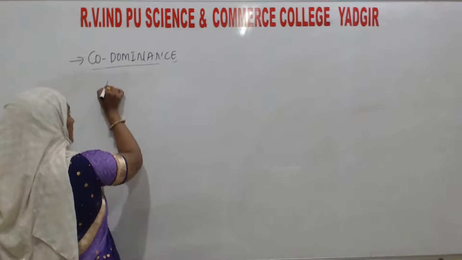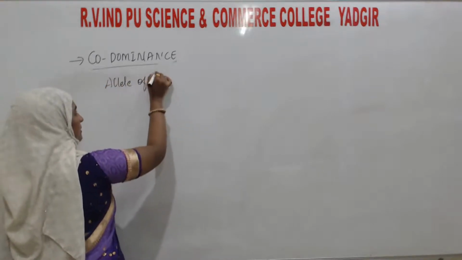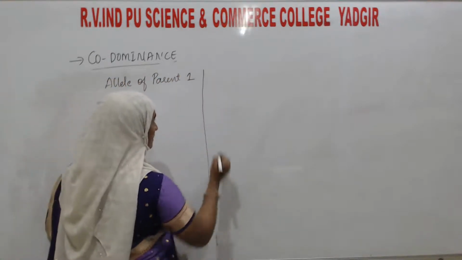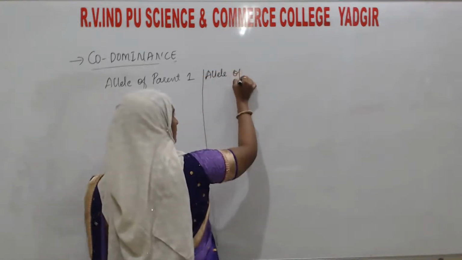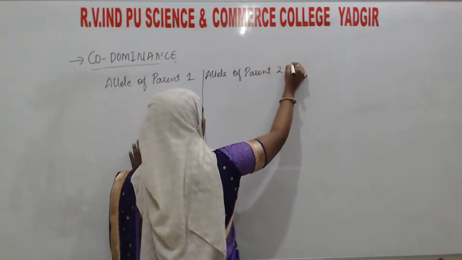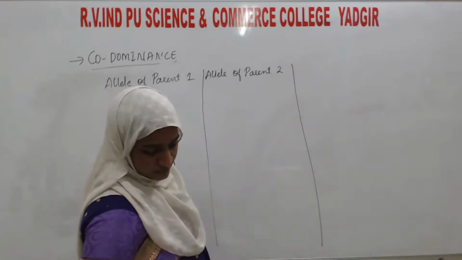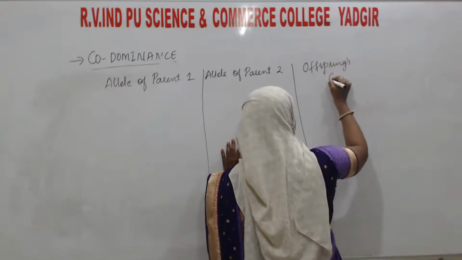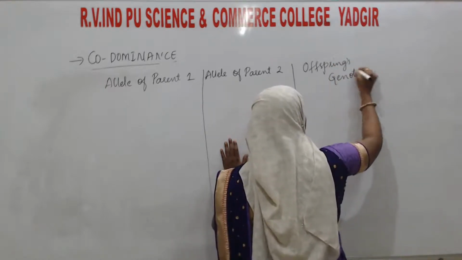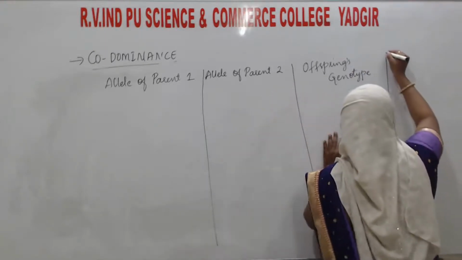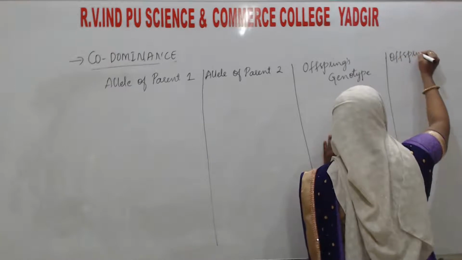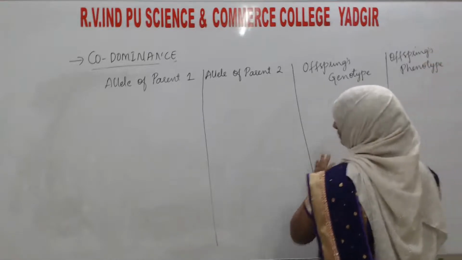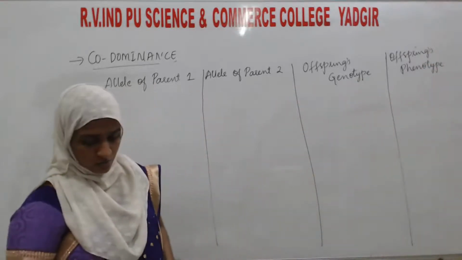Here, this is the allele of parent 1, next the allele of parent 2, next the offspring's genotype, lastly the offspring's phenotype. So what will be the allele of parent 1?